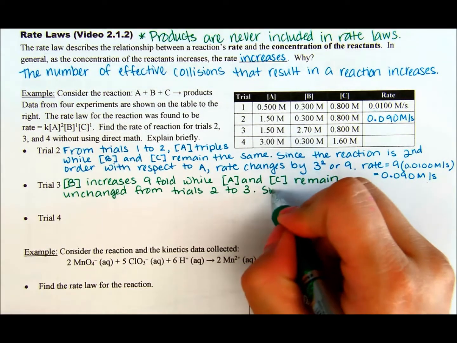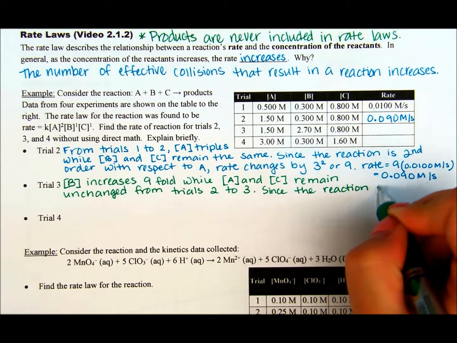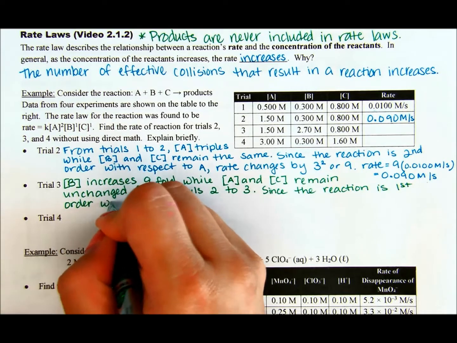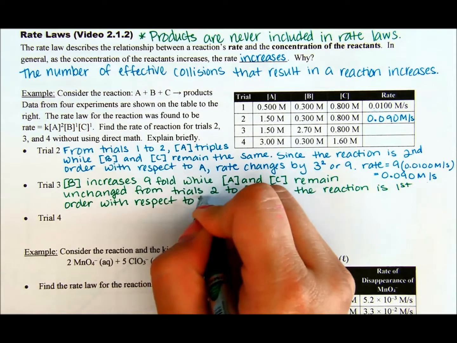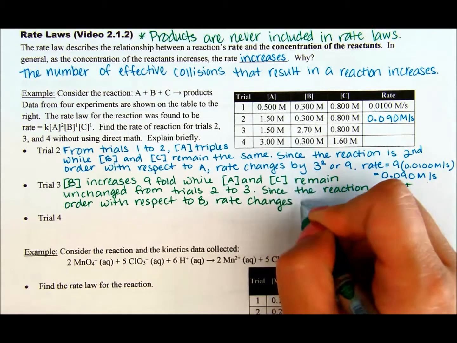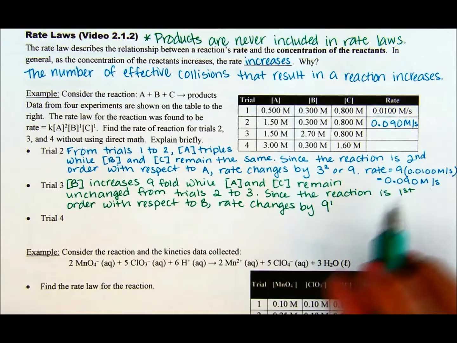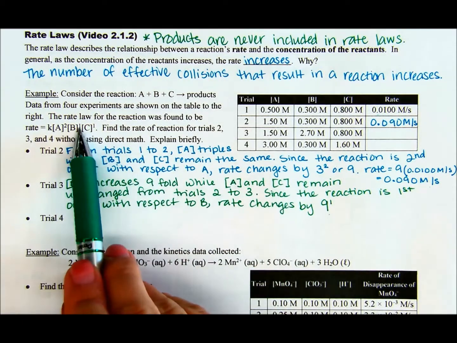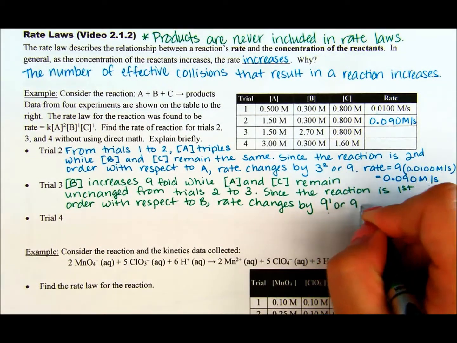Okay, so since the reaction is first order with respect to B, the rate changes by, let's see if you got this, 9 to the first power. So it's a 9-fold increase there, and it's first order. We can tell from our rate law up here there's a 1 with respect to B. So that's just 9.